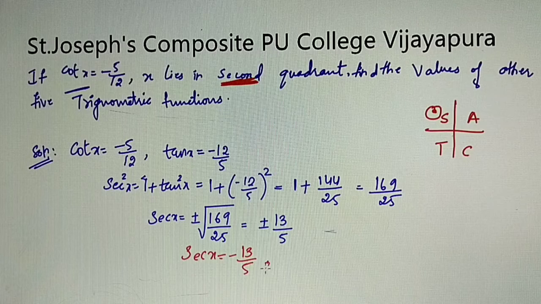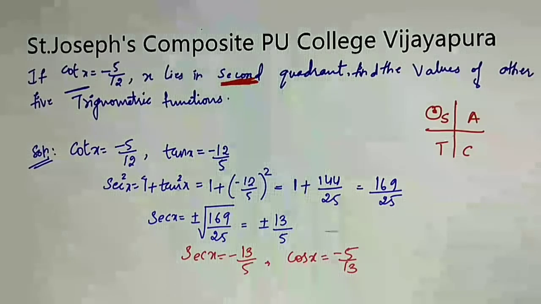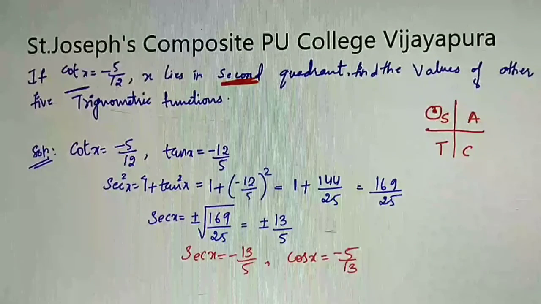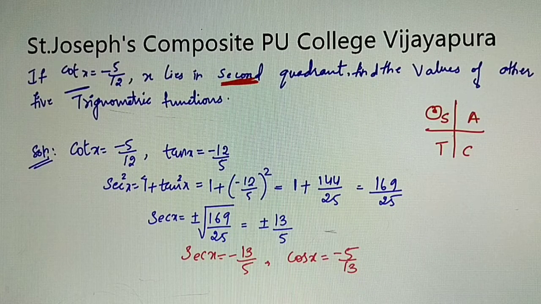And sec x we calculated, which also gives the cos value, because cos is the reciprocal of sec. So we get minus 5 by 13. Here we calculated cos x as minus 5 by 13. So now we have to find the value of sin x and cosec x. We can use the relation sin square x plus cos square x is equal to 1. That is one method. And one more method is this one.